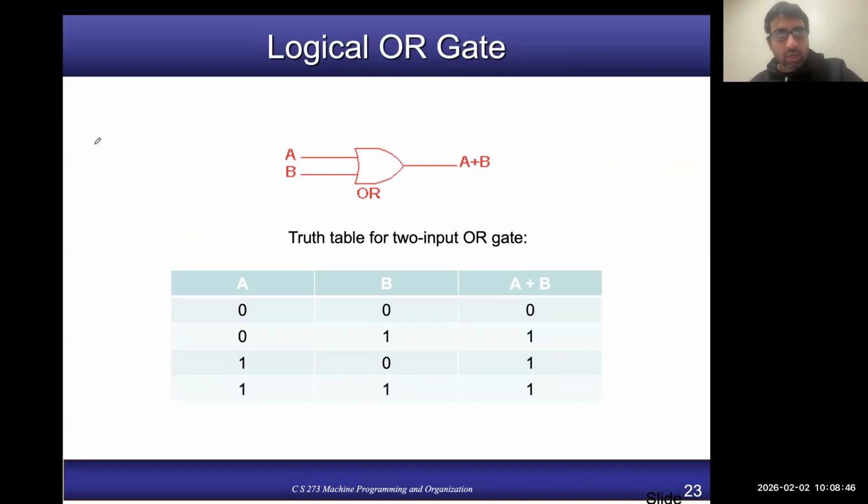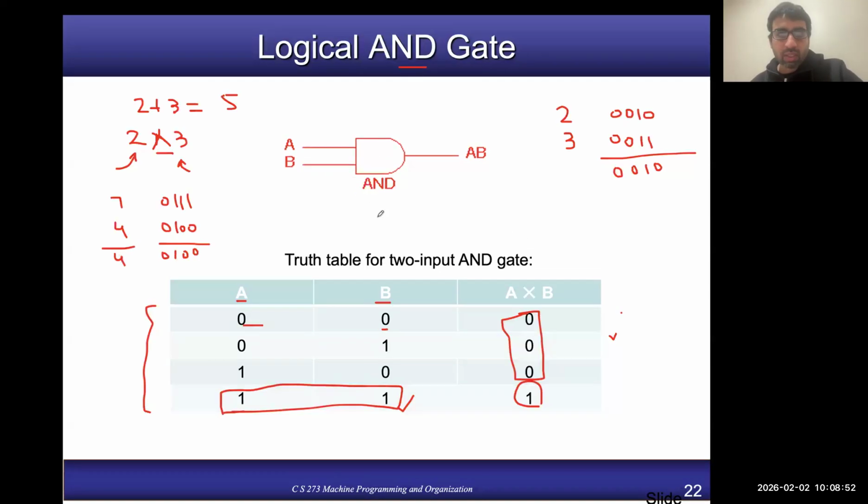Okay. Let's cover the OR gate and then we can stop. So again, OR operation. By the way, one thing I forgot. You represent AND operation using this AND gate, and this is the symbol of the AND gate.